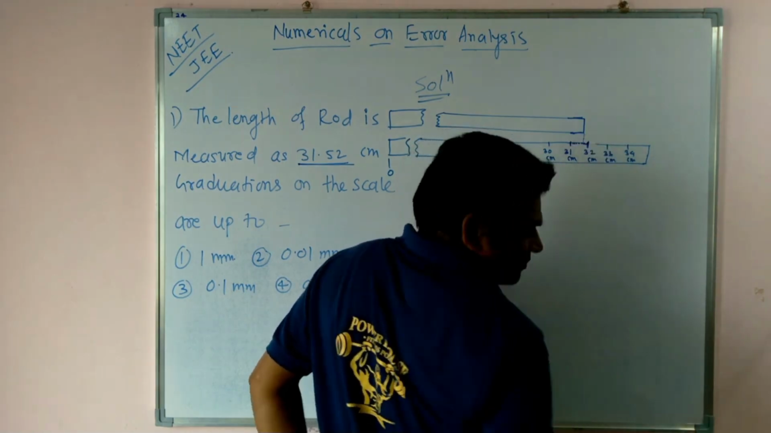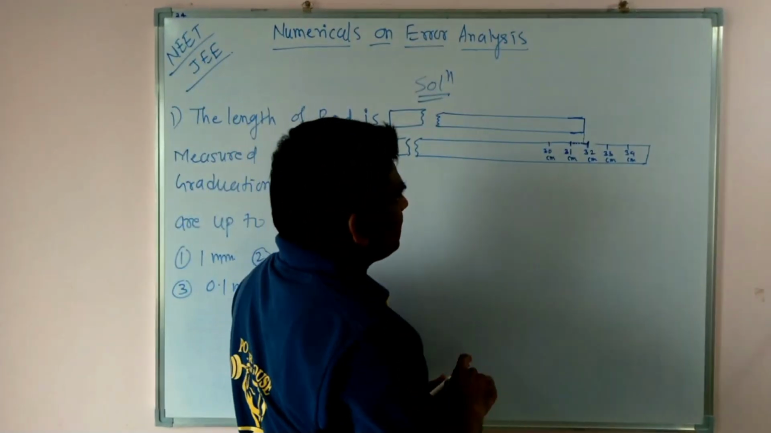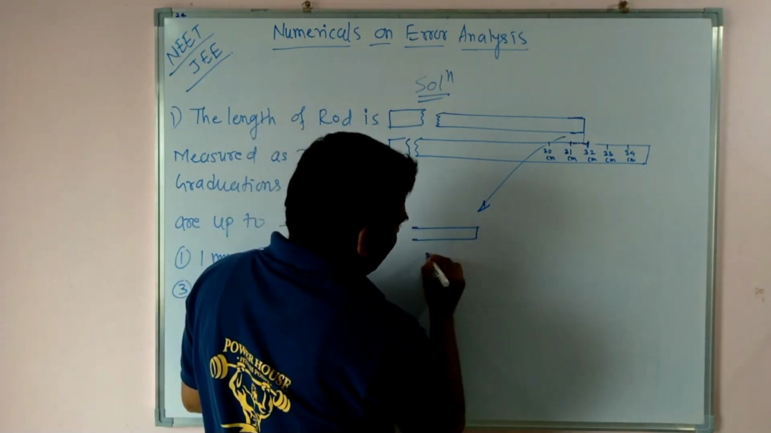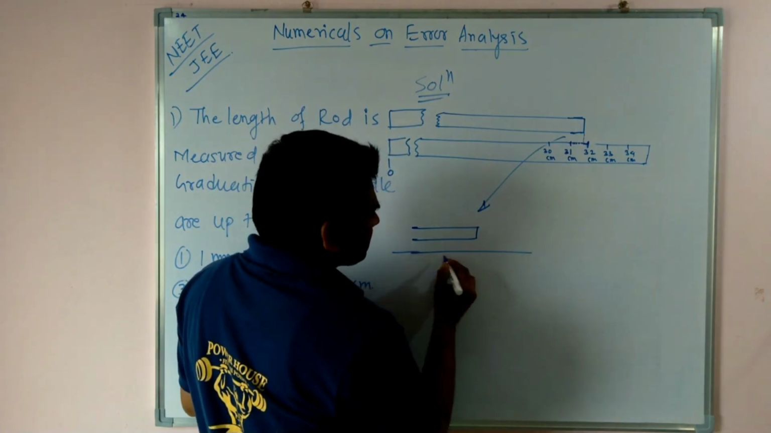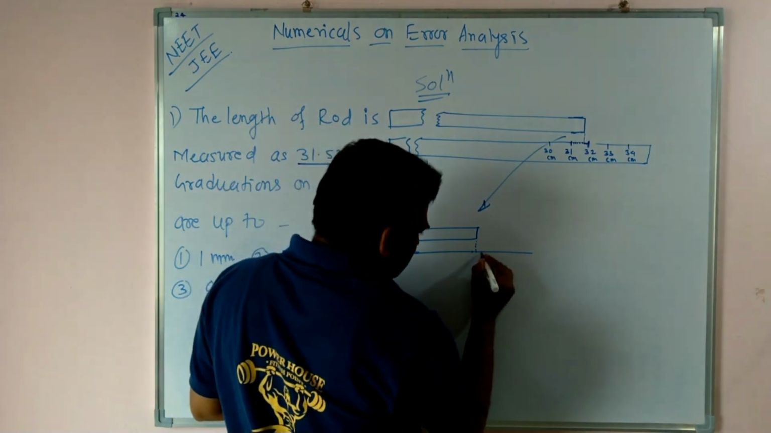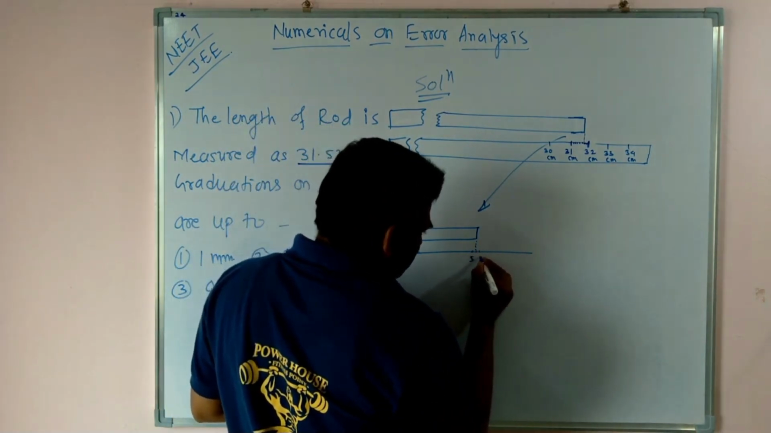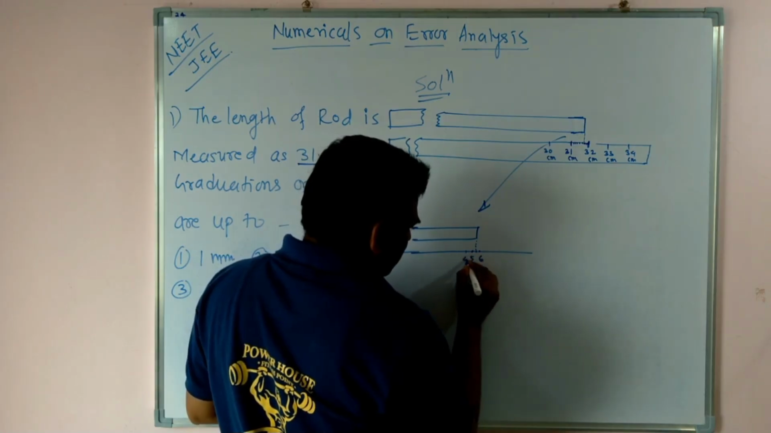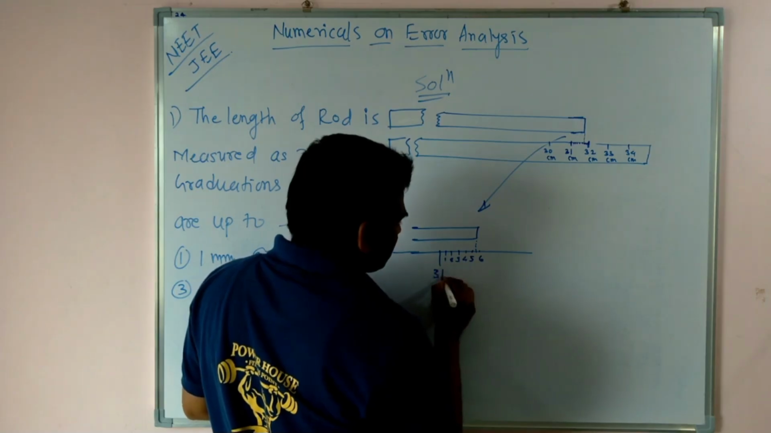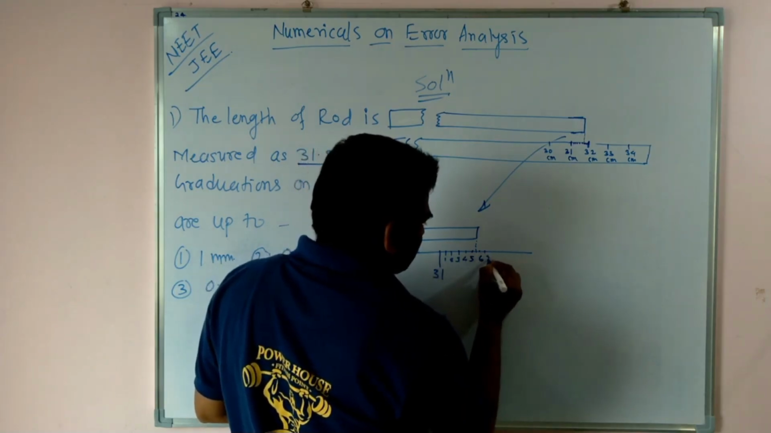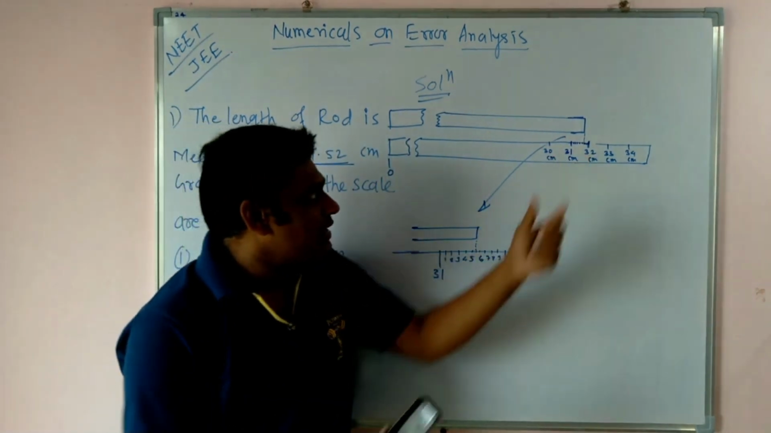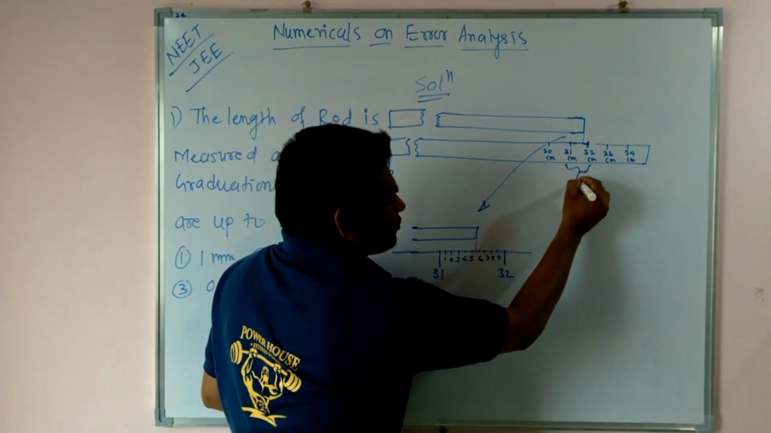Let us say, should I draw it big? I will zoom this part. So this is the end of the rod, and this is the scale. On this side, let us say 5, 6, 4, 3, 2, 1, and this is 31. Then 6, 7, 8, 9, and this is 32. Now this portion I have zoomed here.